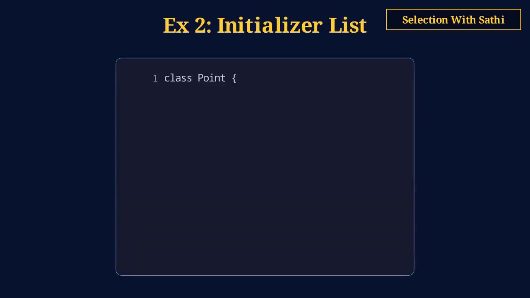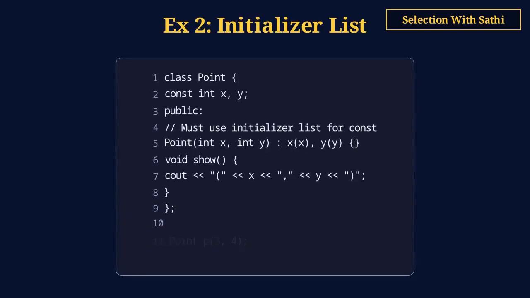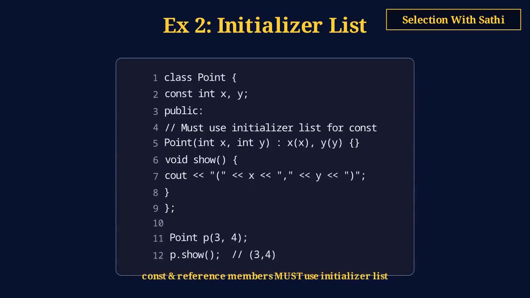Second example: inheritance hierarchy. Shape is the base class with a pure virtual function area returning double. Circle derives from Shape and implements area as 3.14 times r squared. Rectangle derives from Shape and implements area as W times H. The power of polymorphism: Shape* S = new Circle(5). When we call S->area(), it calls Circle's area method, not Shape's. This is runtime polymorphism enabled by the virtual keyword.